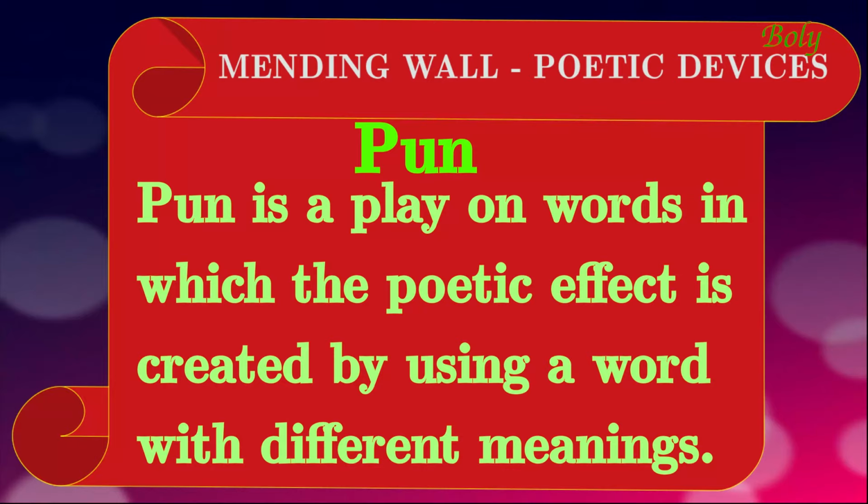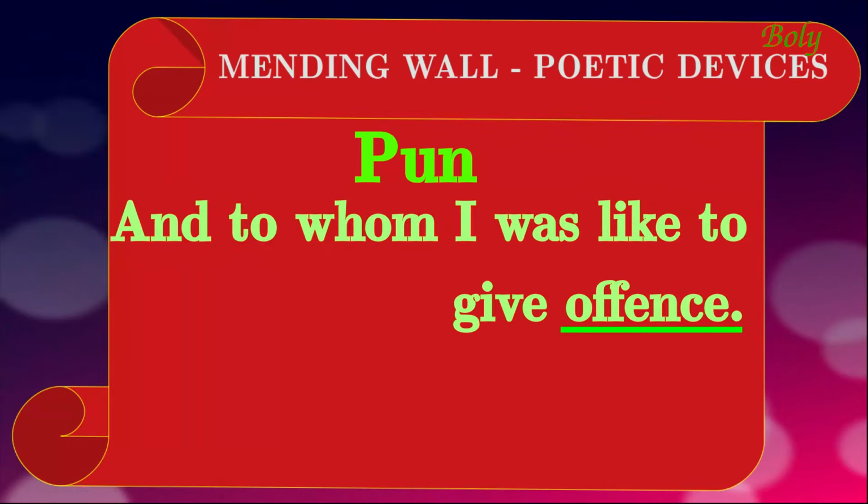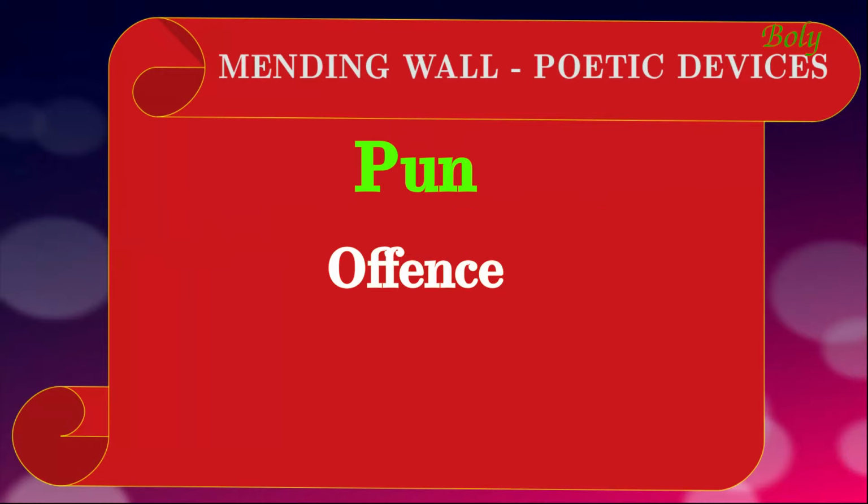For example, there is a pun in the word offense in the line, "and to whom I was like to give offense." The word offense includes another word, fence, in it. It suggests he is offending by making a fence. That means, using a single word, the poet conveyed two ideas. In the word offense, he hides another word, fence, or he hides two words, offense and fence. And there we can see a pun.